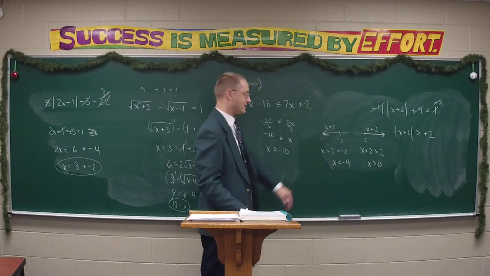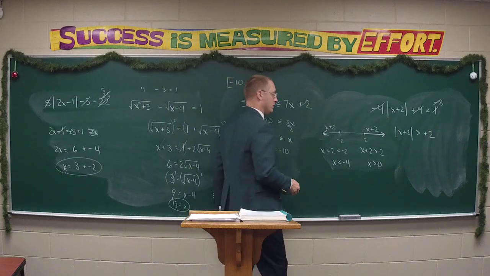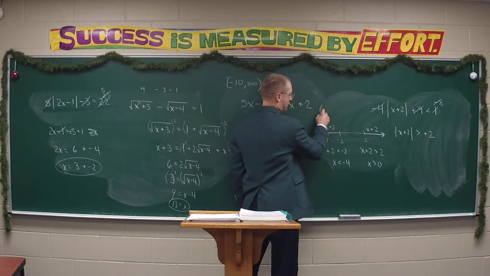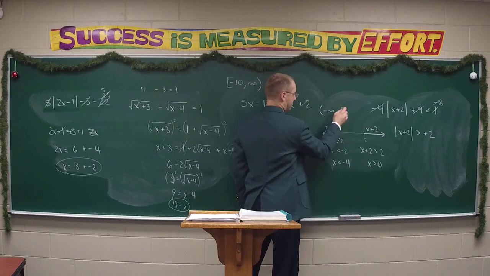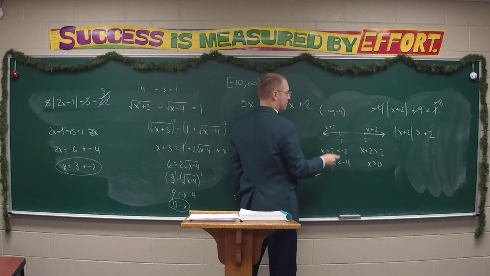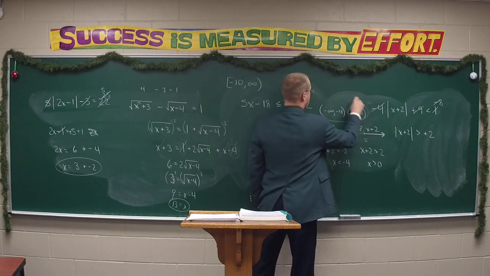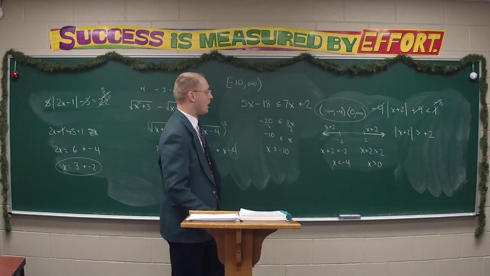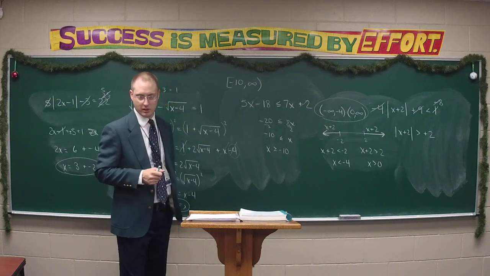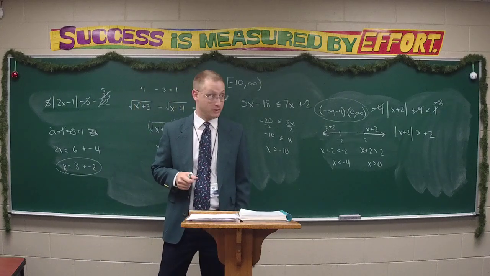How would I write that as a pair of intervals? Parentheses, negative infinity, comma, negative 4, parentheses, union, parentheses, 0, comma, infinity. And there would be my answer there. How many got this? Questions on that?